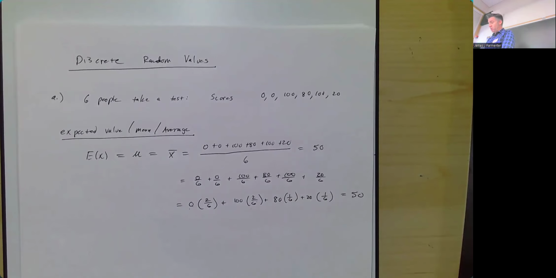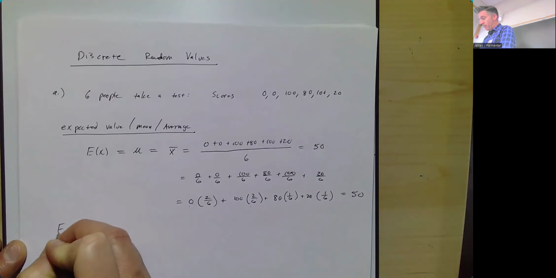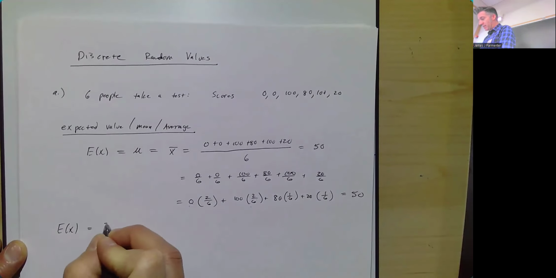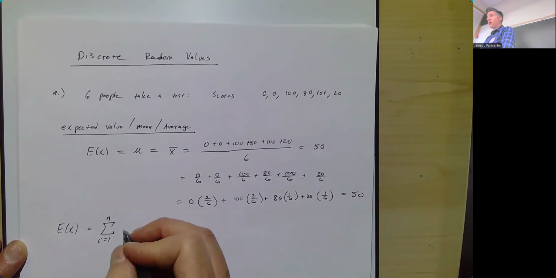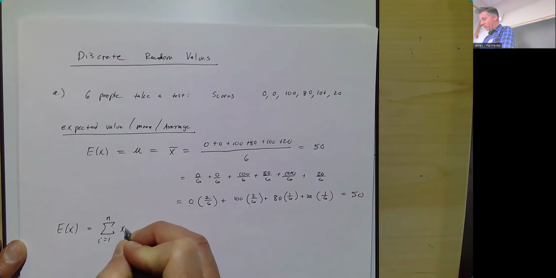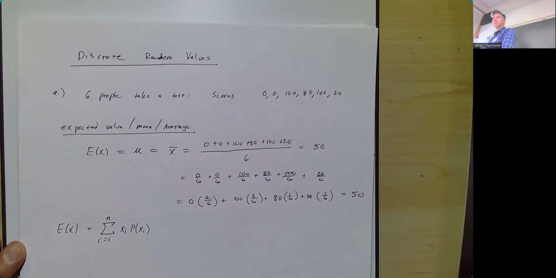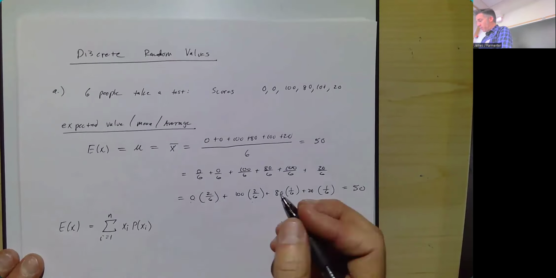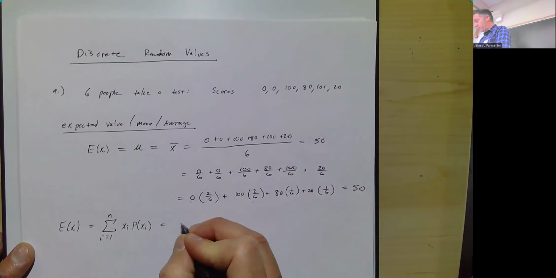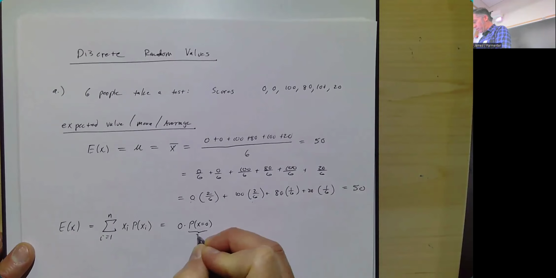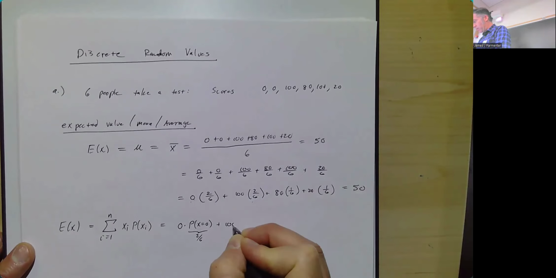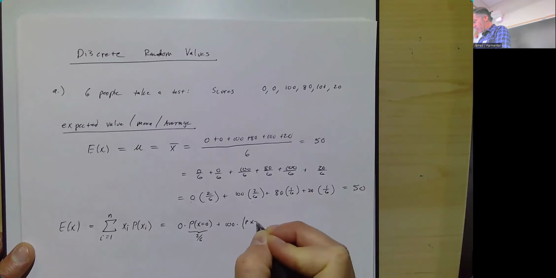Here's some notation. We can write the expected value of X as the sum from i equals 1 to however far you need to go of each x value times the probability of that x value. So in this example, it's the x value of 0 times the probability that X is equal to 0, which is 2 over 6, plus 100 times the probability that X is equal to 100.